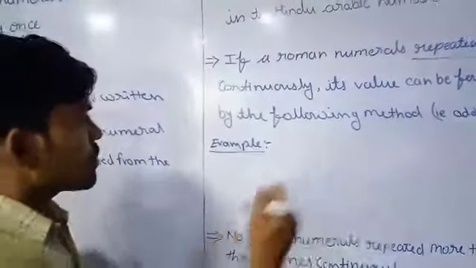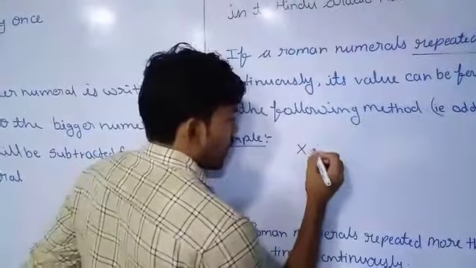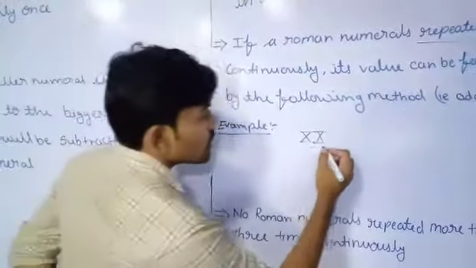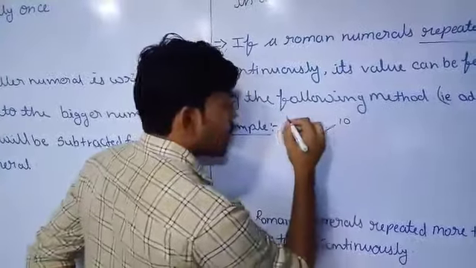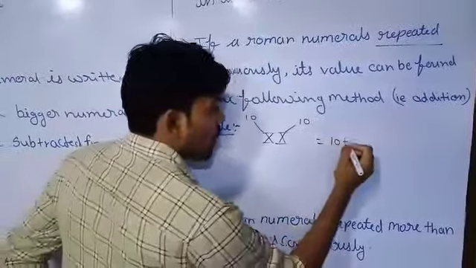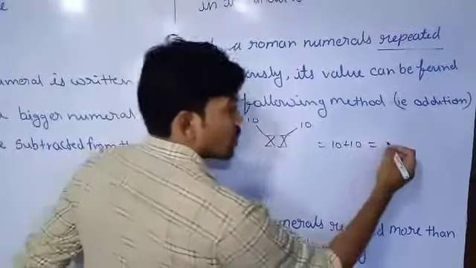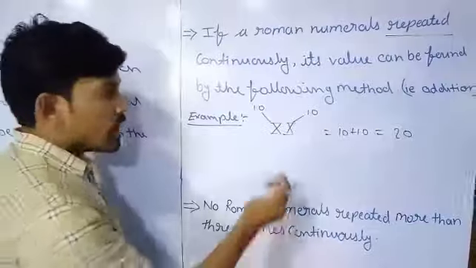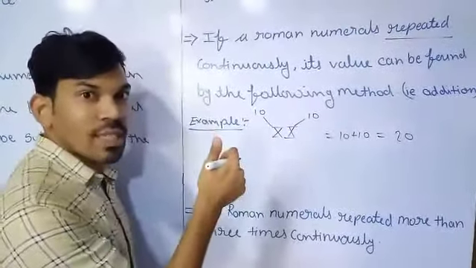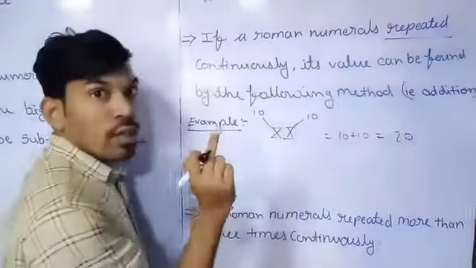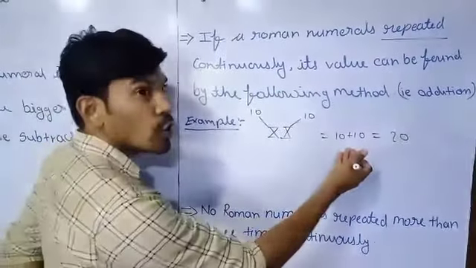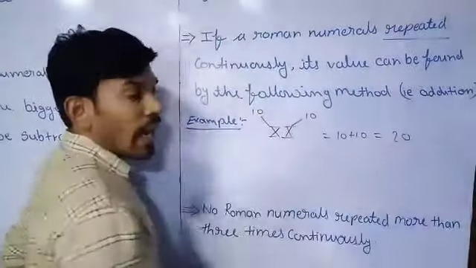Take an example. Suppose we have X 2 times. The first X stands for 10, the second also stands for 10, and as we learned we are going to do the addition. So 10 plus 10 is 20. Got it? The first X is for 10, which is included in the main 7 symbols. The second X also stands for 10. As per the first principle, we add these two and get the answer 20.